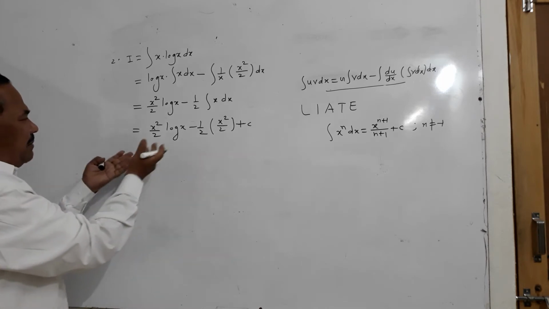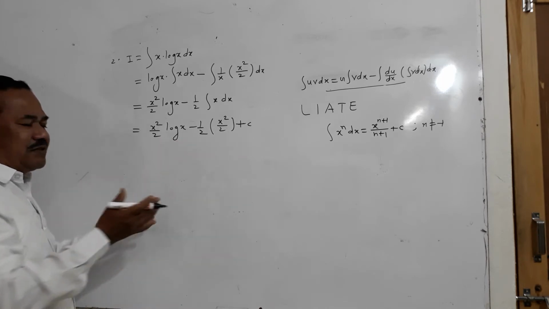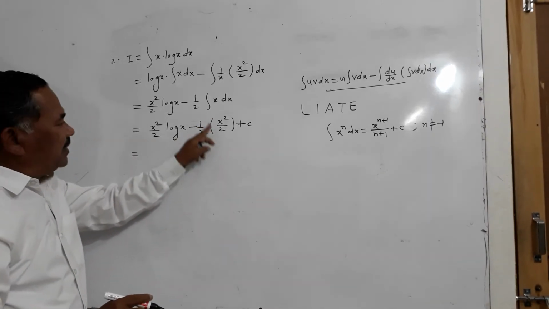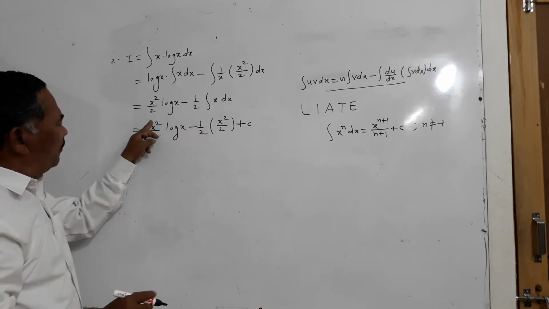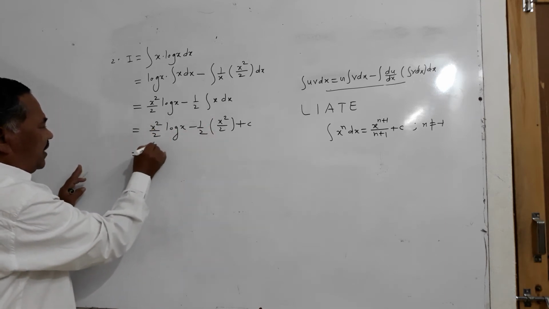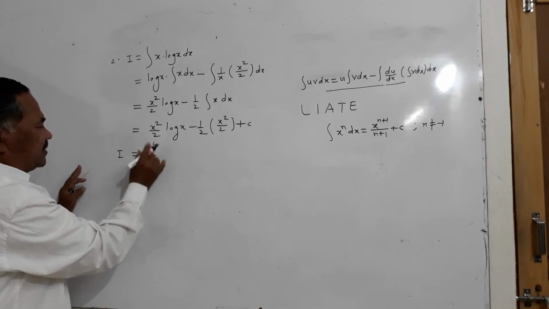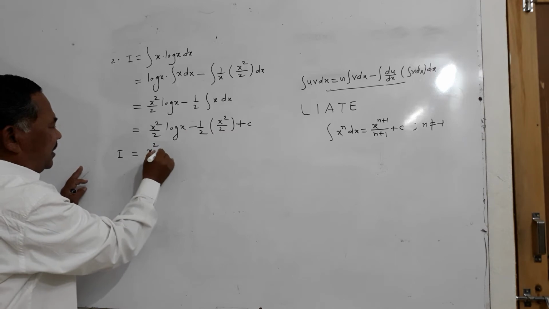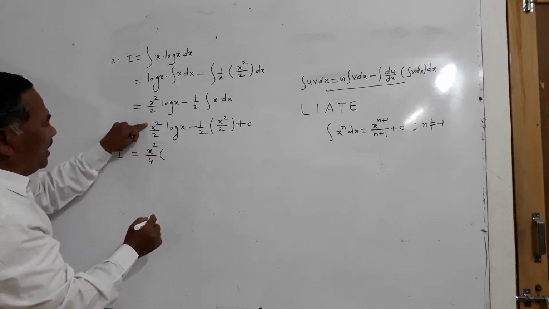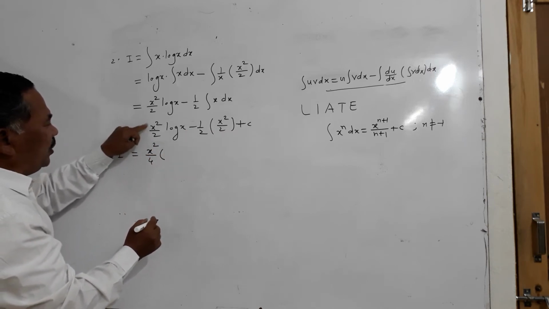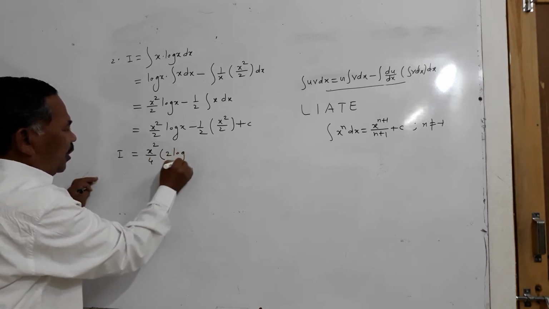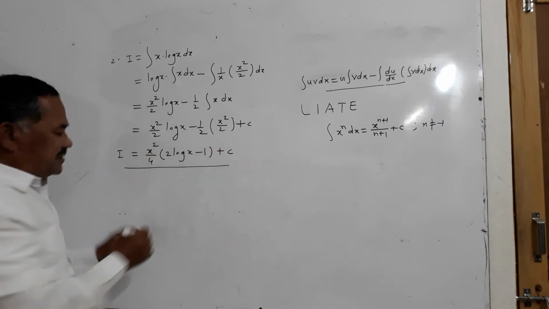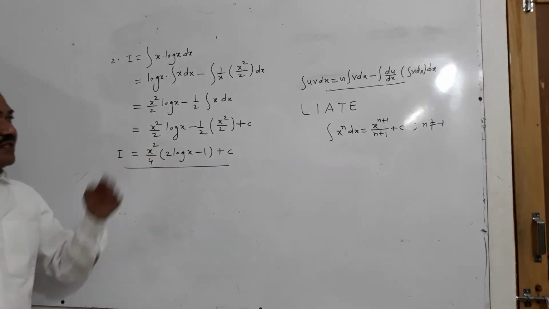Then some algebraic as well as numerical simplification will follow here. That means here x square divided by 4. Therefore x square divided by 4 we take common. Therefore I equals the final solution x square divided by 4, because 2 into 2. Therefore here 4 we have to construct. Therefore we multiply its numerator and denominator by 2. Therefore we get here 2 into log of x and separately minus 1 and plus c. In this manner, this example we evaluate. I think you understand this part.